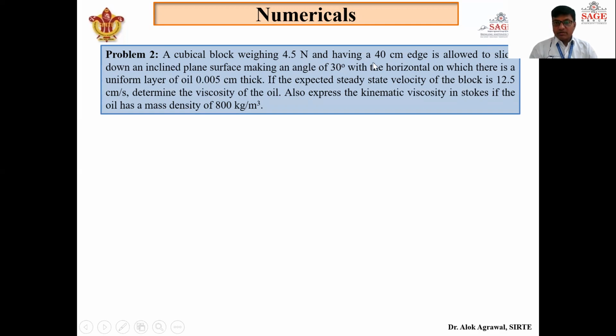See, a lot of information is given in this sentence. There is a cubical block, meaning it has 6 faces and all the faces are the same. Its weight is given, that is 4.5 Newton. Its edge length is given as 40 centimeter, and it slides down an inclined plane having an angle of 30 degree with the horizontal, on which there is a uniform layer of oil that is 0.005 centimeter thick. So there is an inclined plane surface at 30 degree angle with the horizontal, having oil of thickness 0.005 centimeter.